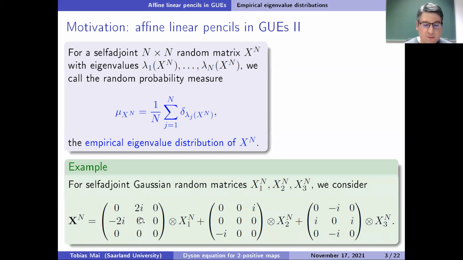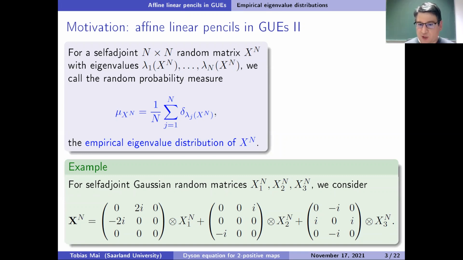And then I just decorate them with coefficient matrices like this. And all these matrices, as we assumed at the beginning, are self-adjoint. And this produces a new 3n times 3n random matrix. And we may ask, okay, can we understand the asymptotics of the eigenvalue distribution?